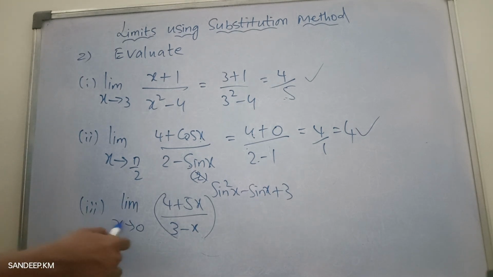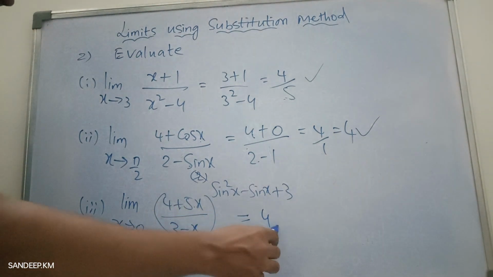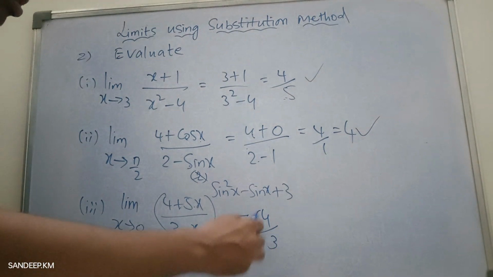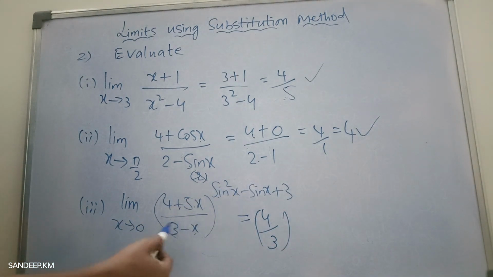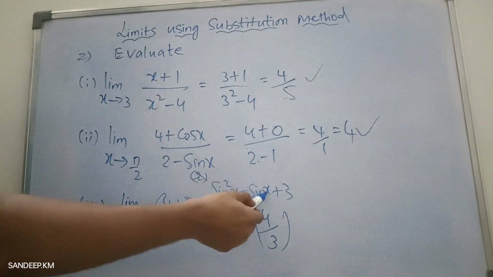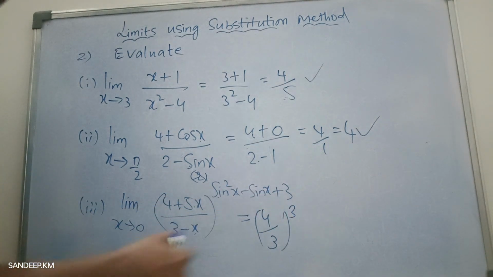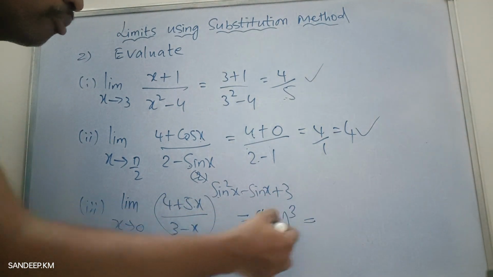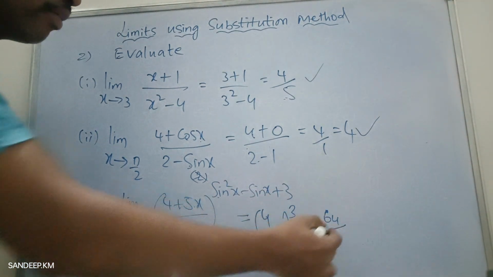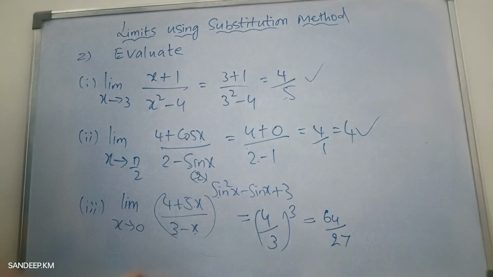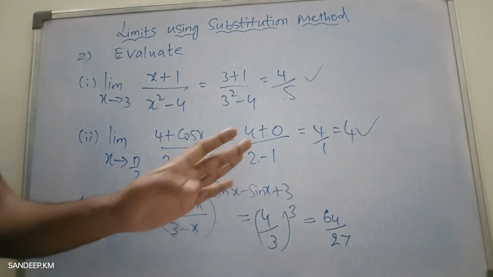Next, here also you substitute x as 0. So 4 plus 0 divided by 3 minus 0, whole power. Sin 0 is 0, so only 3 will be there in the power. So 4 by 3 whole cube means 4 cube, 64, divided by 3 cube, 27. So I got a finite answer, so that is the correct answer.